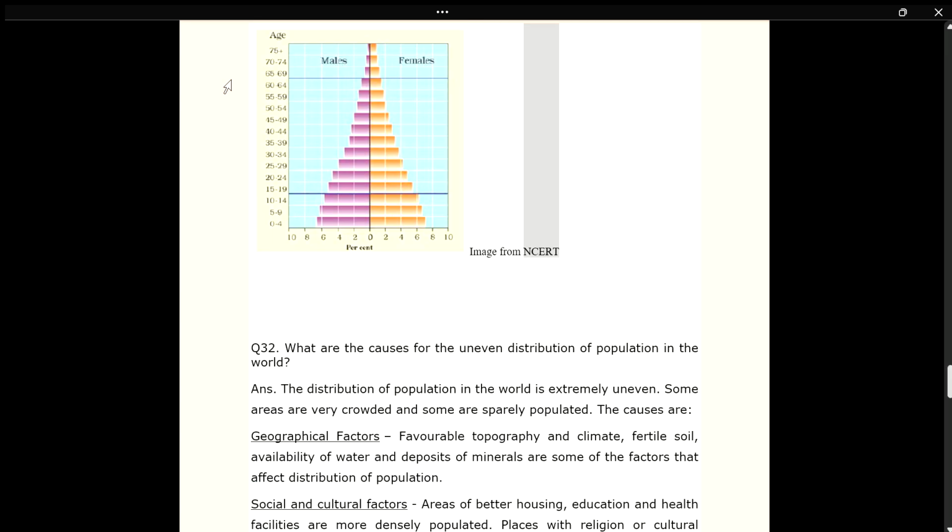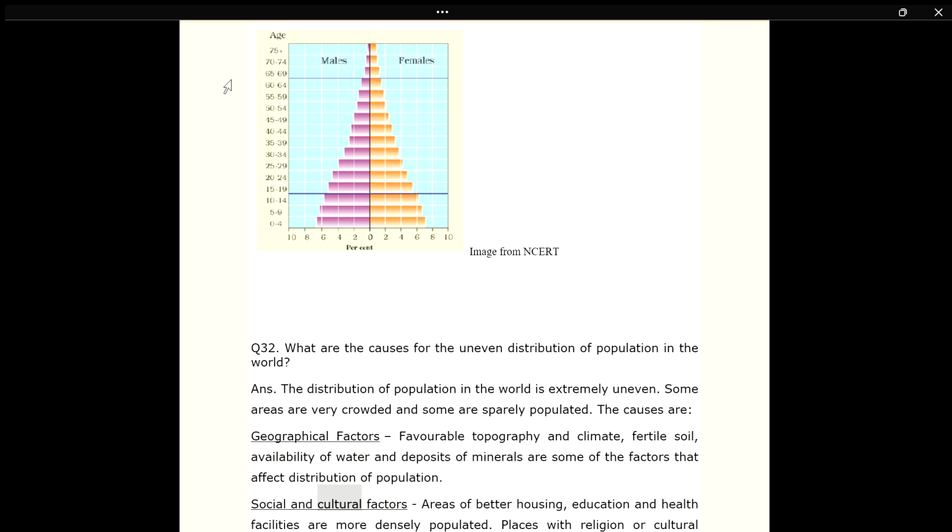Image from NCERT. Q32. What are the causes for the uneven distribution of population in the world? Ans. The distribution of population in the world is extremely uneven. Some areas are very crowded and some are sparsely populated. The causes are geographical factors: favorable topography and climate, fertile soil, availability of water and deposits of minerals are some of the factors that affect distribution of population.